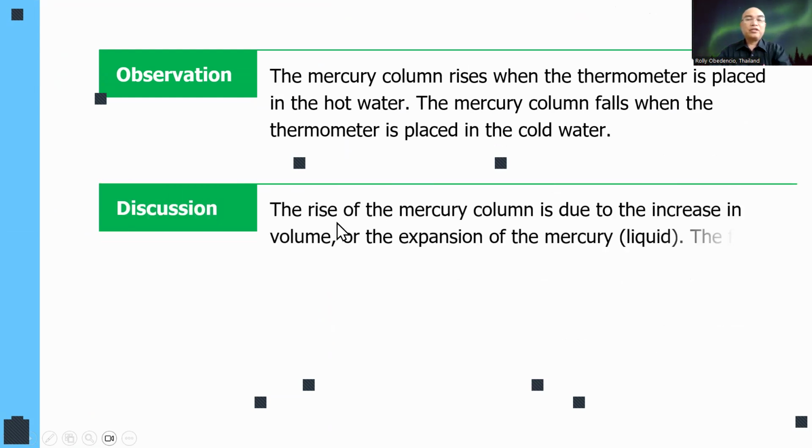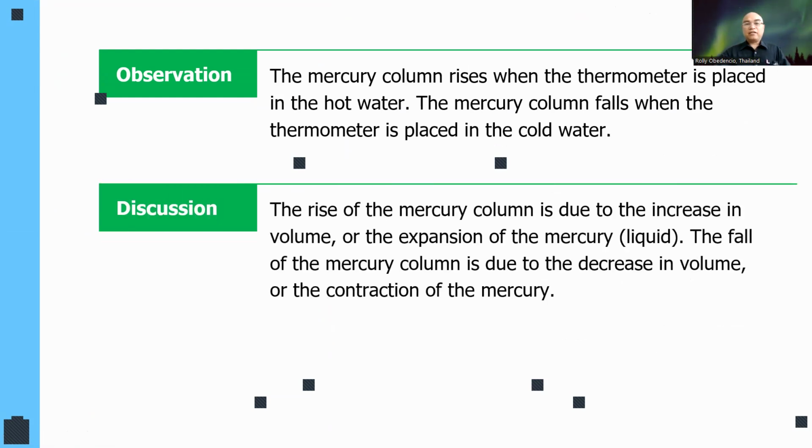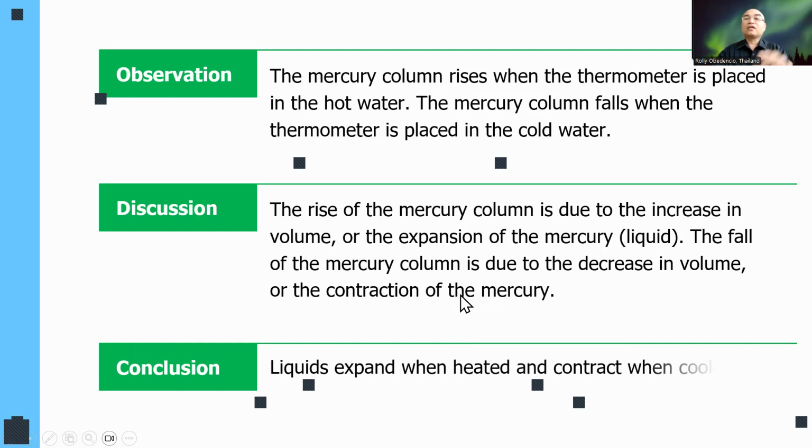Now, what can you discuss? The discussion is that the rise of the mercury column is due to the increase in volume or the expansion of the mercury, which is liquid. The fall of the mercury column is due to the decrease in volume or the contraction of the mercury. The conclusion is that liquids expand when heated and contract when cooled.